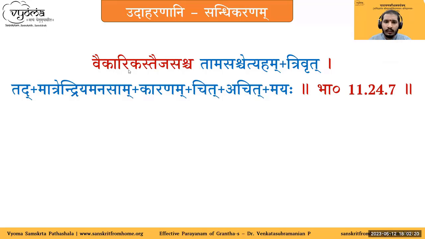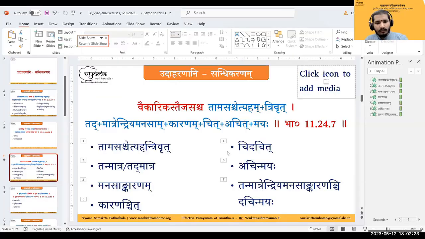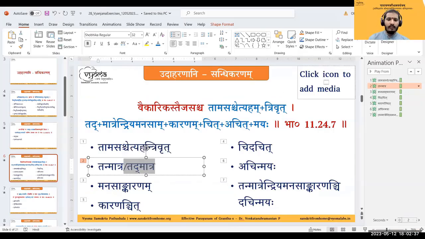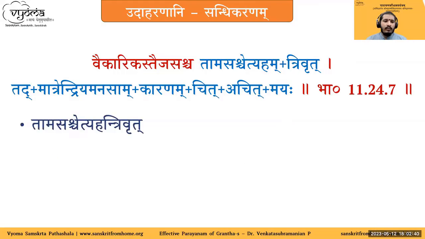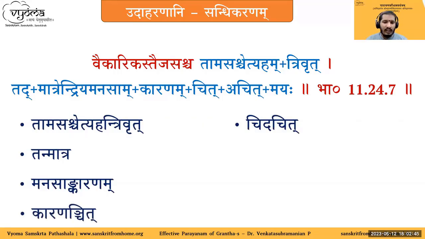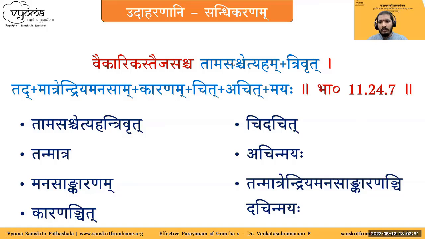Oh, I didn't show the answer. So these are the answers. Tamasastedyahan trivrit is the first. Tanmatra or tadmatra. Tadmatra is not there. Tanmatra and tanmatrendriya manasankaranam. Then karananchit, then chidachit, then achinmajaha. If you tell together, it becomes tanmatrendriya manasankaranam chidachinmajaha. That's the final. Uttamam. Samyuktam. Okay.